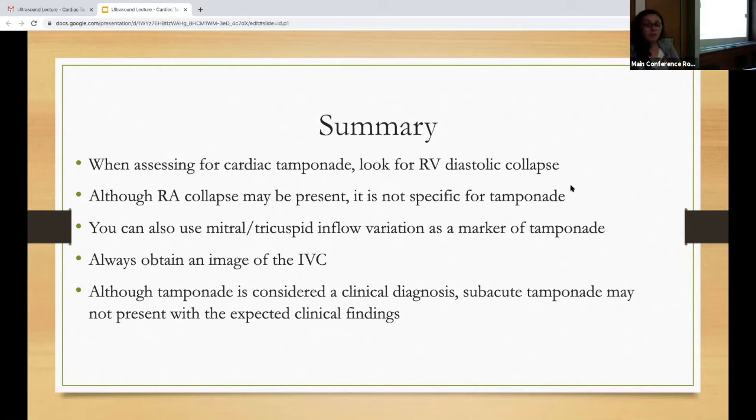Finally, although tamponade is considered a clinical diagnosis, you may see these ultrasound findings before you get to the point where your patient is unstable. In addition, if you have subacute tamponade requiring pericardial window, those patients will not necessarily ever present with the classic Beck's triad that you're looking for.